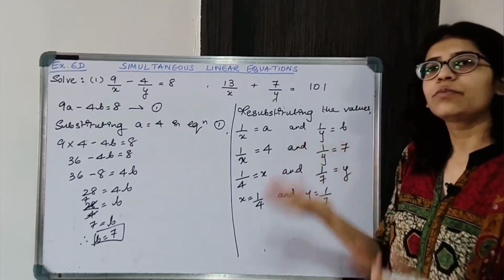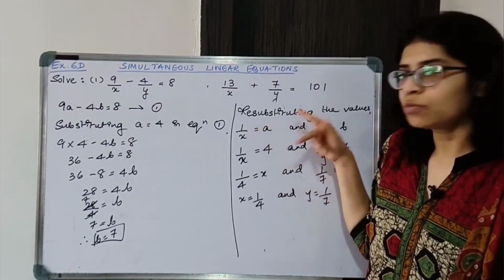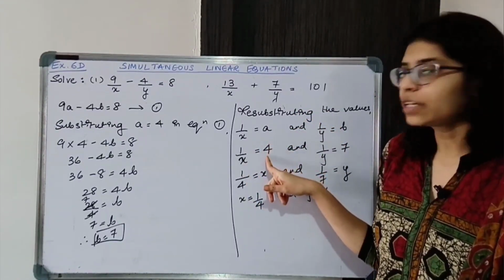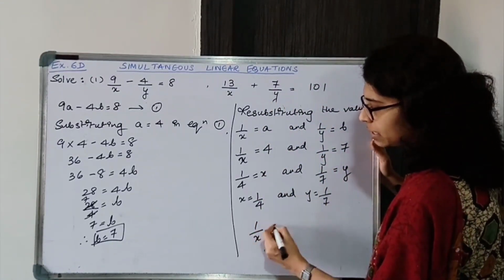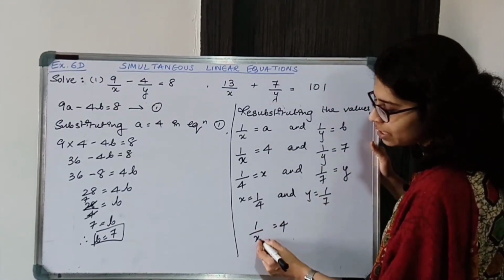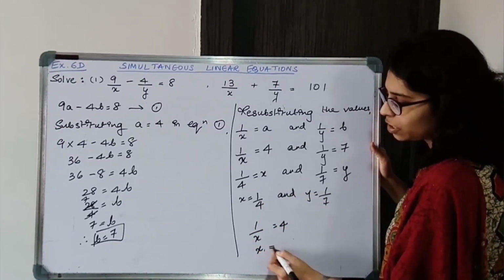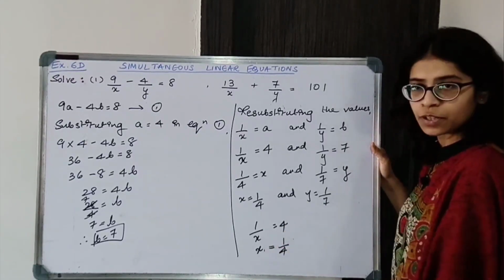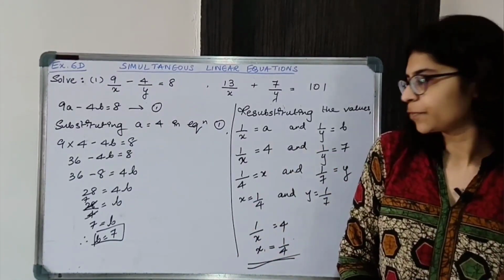और यू कैन यूज रेसिप्रोकल रूल. ओके, रेसिप्रोकल रूल क्या हो जाएगा? इफ़ यू टेक रेसिप्रोकल ऑन बोथ द साइड्स, सो 1 upon x हो जाएगा x, एंड 4 हो जाएगा 1 upon 4. Okay, so if you take 1 upon x equal to 4, when you take reciprocal on both the sides, numerator denominator interchange हो जाता है. So x upon 1 हो जाएगा, it is equal to 4 upon 1 है तो 1 upon 4 हो जाएगा. Okay, so you can use whichever way you find easier.